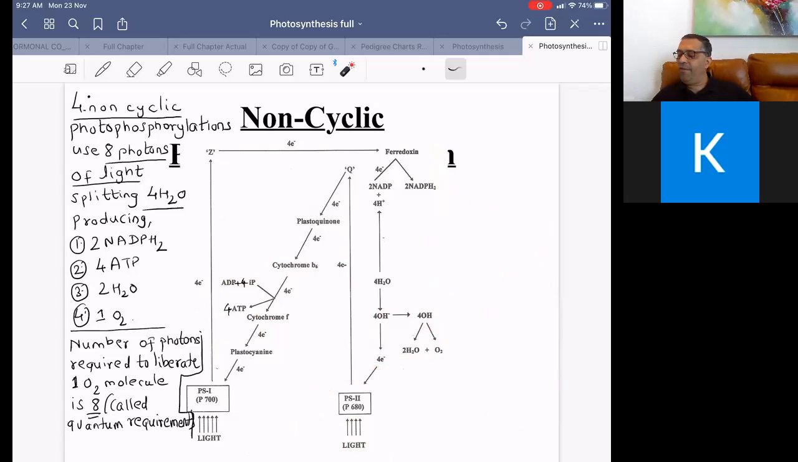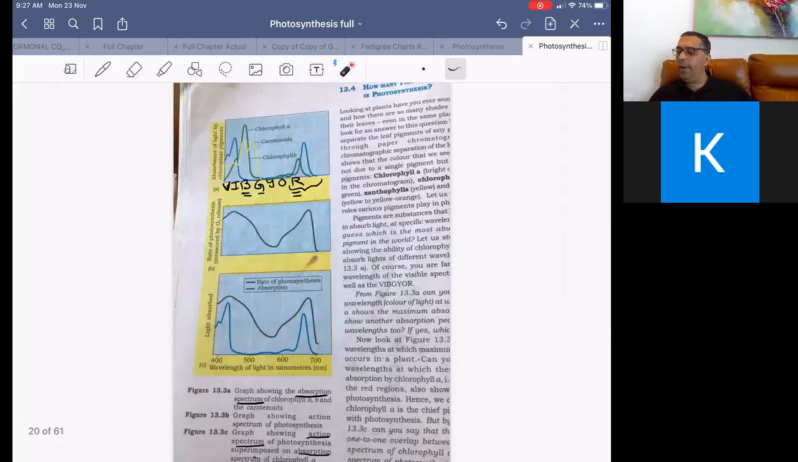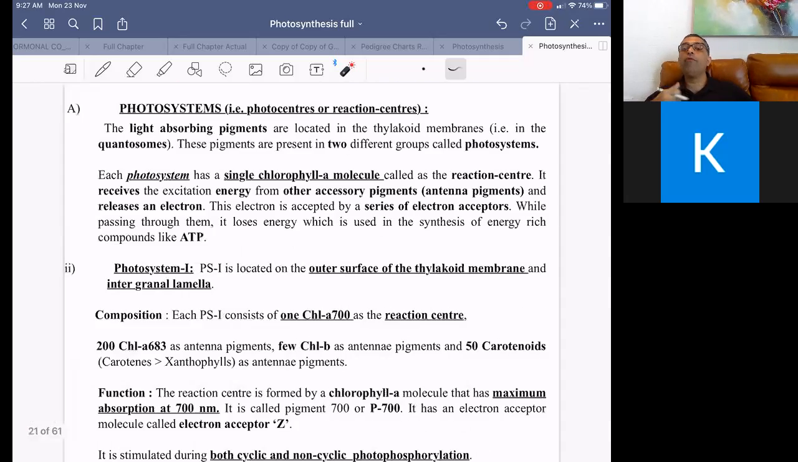So beautiful. We have understood the role of light, and now we go into the logistics of photosystems. Beautiful concept. Listen very carefully. The photosystems, or photocenters, or reaction centers. Carefully, the light absorbing pigments are located in the thylakoid membranes in the quantosome. Light absorbing pigments, chlorophyll A, chlorophyll B, carotene, xanthophyll, are all found in grana, in thylakoid, in the quantosome.